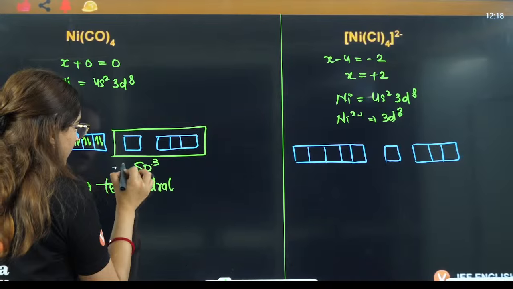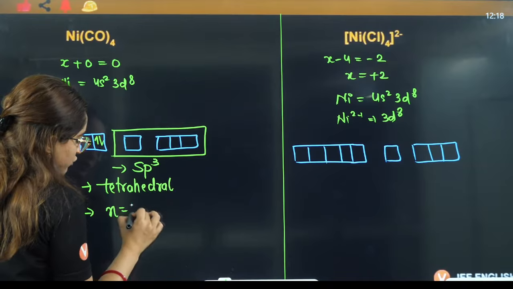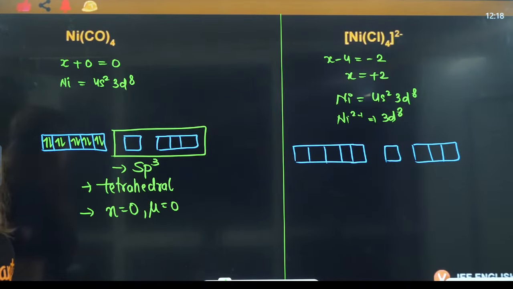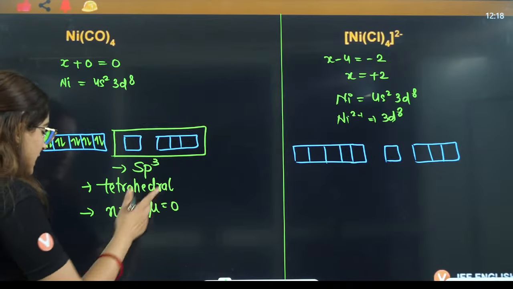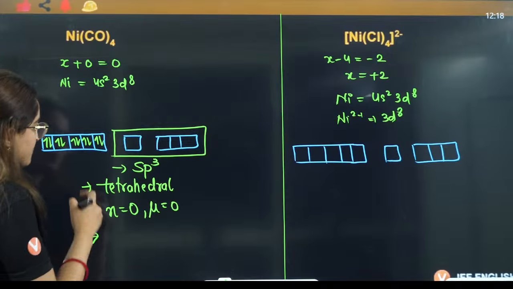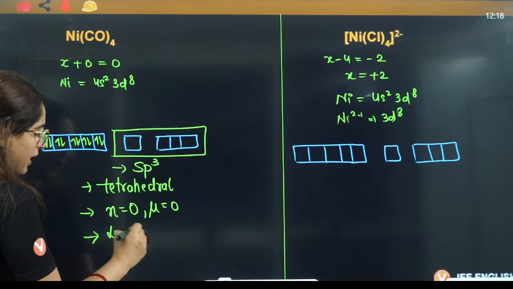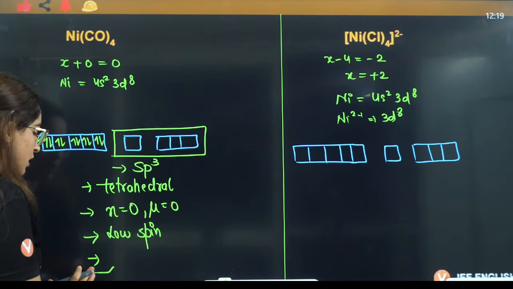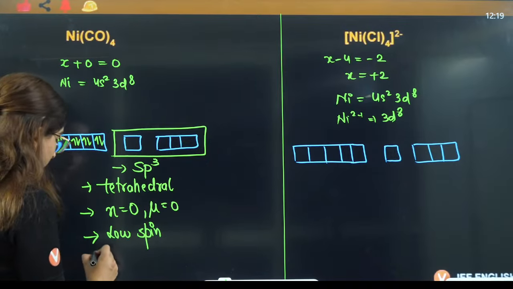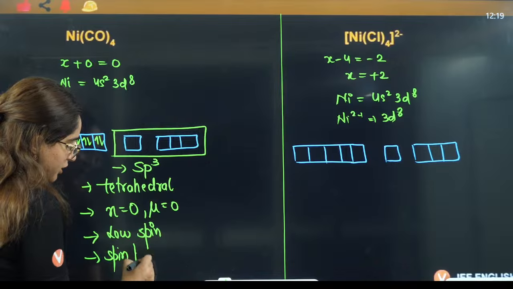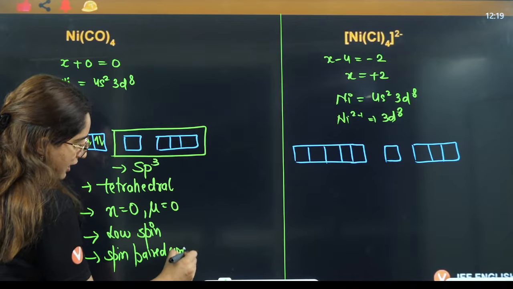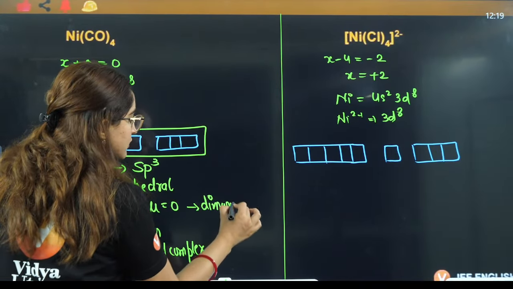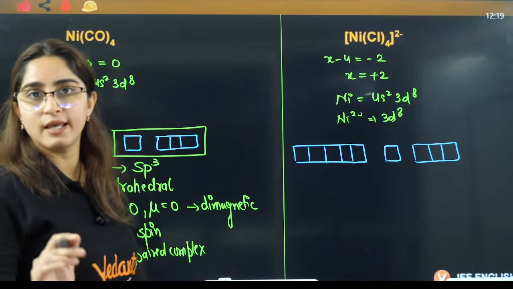It has sp3 hybridization. Number of unpaired electrons is 0, so mu is also equal to 0. If there is no unpaired electron, magnetic moment is also 0 here, right? Now we say whether it is low spin or high spin. Low spin, there are 0 unpaired electrons here. So it is a low spin complex, or you can say spin paired complex. If there is no unpaired electron, you can also write that it is diamagnetic. Okay, they can ask you any of these things in the exam, right?